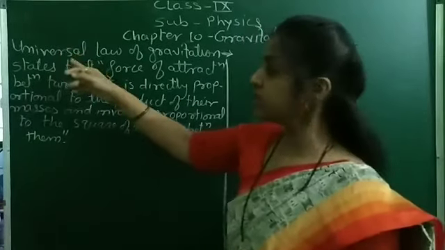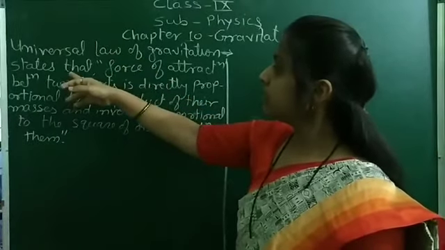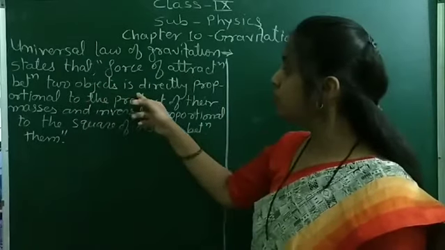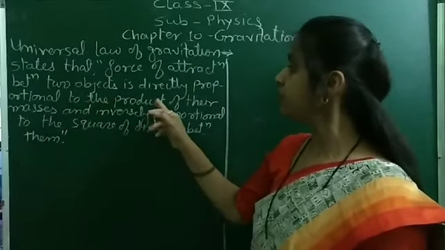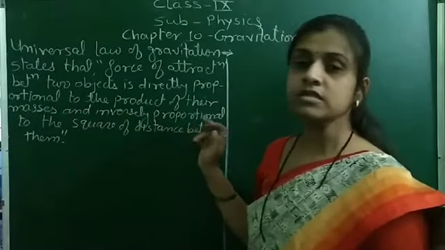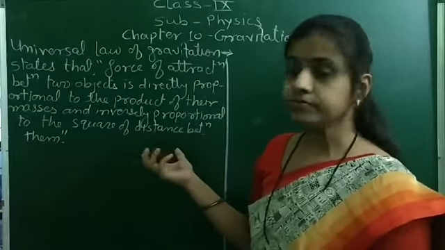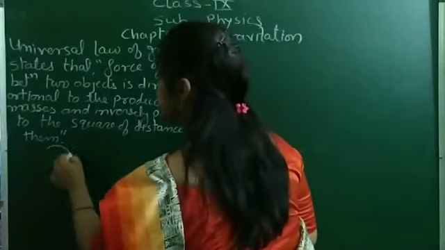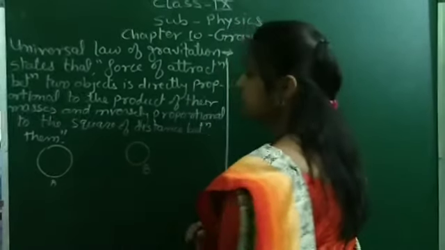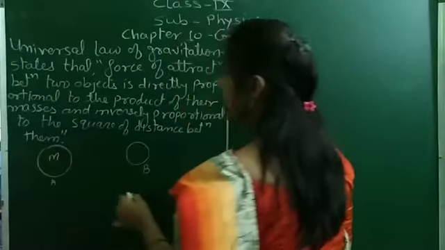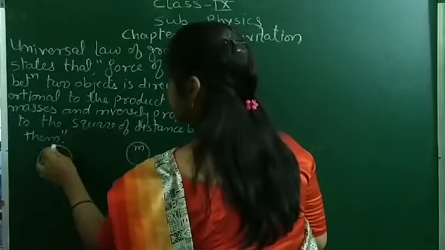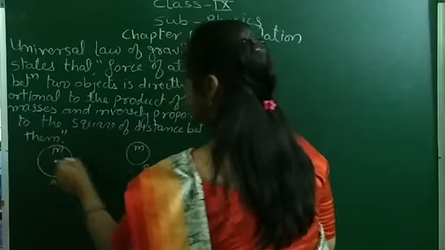The universal law of gravitation was stated by Newton, and it states that the force of attraction between two objects is directly proportional to the product of their masses and inversely proportional to the square of the distance between them. So let us consider two objects, object A and object B. Object A has mass capital M and object B has mass small m. So these are the centers.